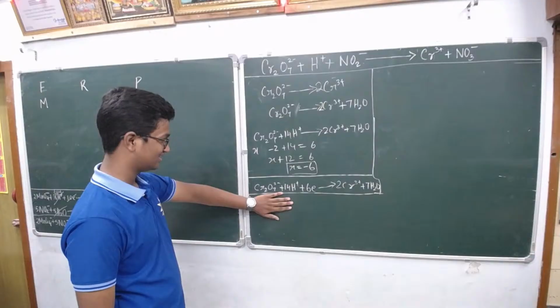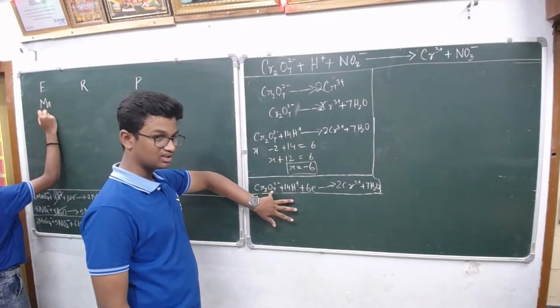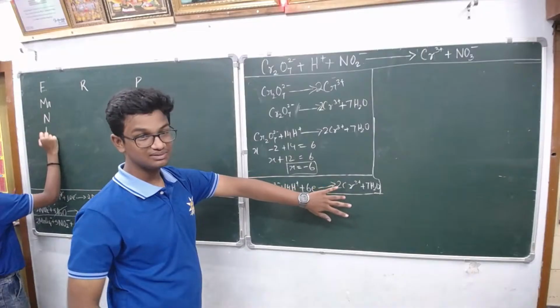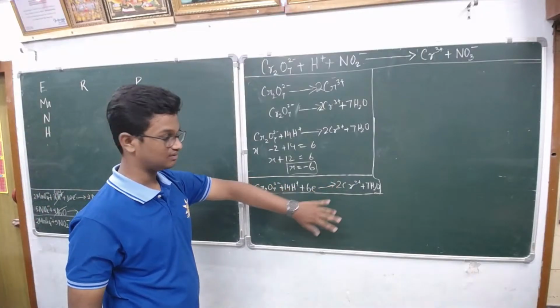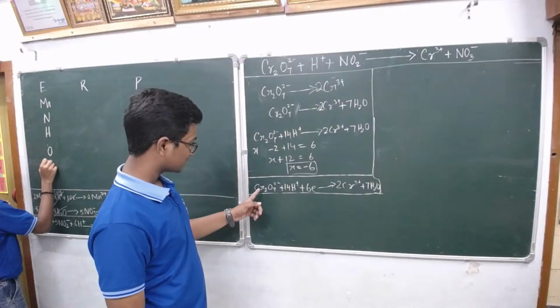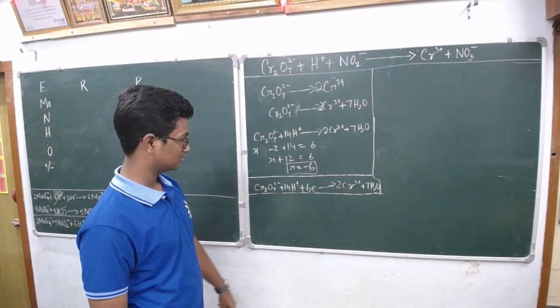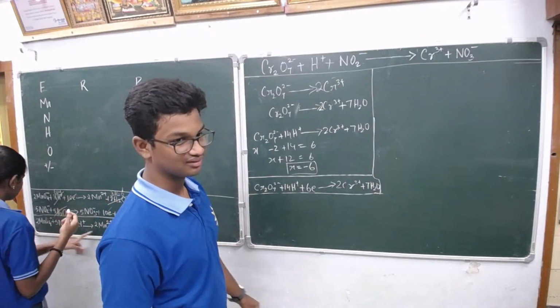Why is it reduction? Because in an oxidation reaction, oxygen will increase. Here it is a reduction because there is no oxygen addition and 6 electrons are added. Is it not? Write it down.